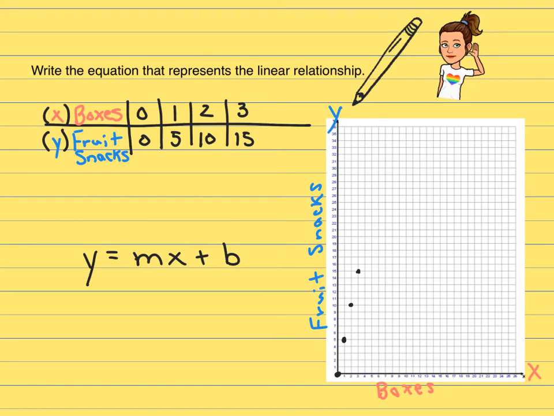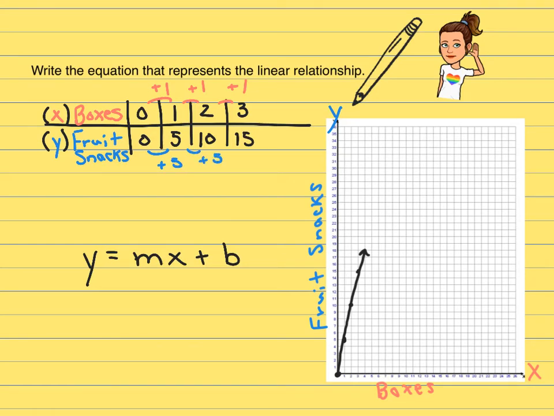Okay, so now we can go ahead and make our line. We can identify that ratio called slope by using our table of values to find the constant rate of change. So let's look at what is happening with the number of boxes. Our constant rate of change is 1. And as we add a box, we are always adding 5 fruit snacks.